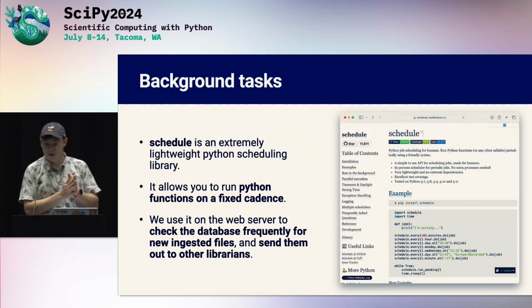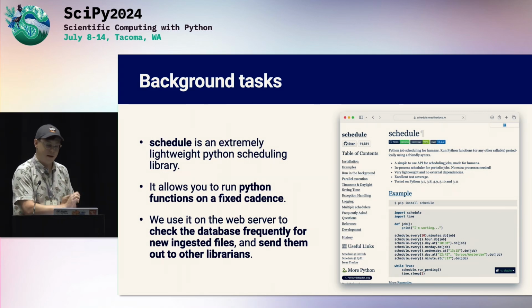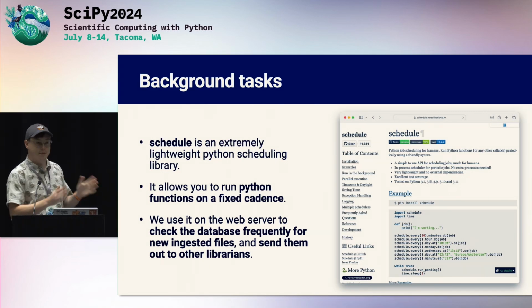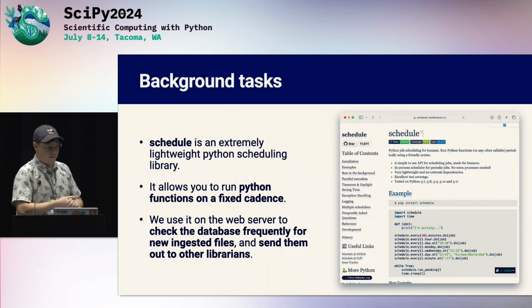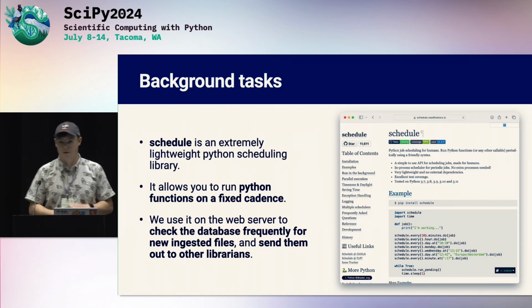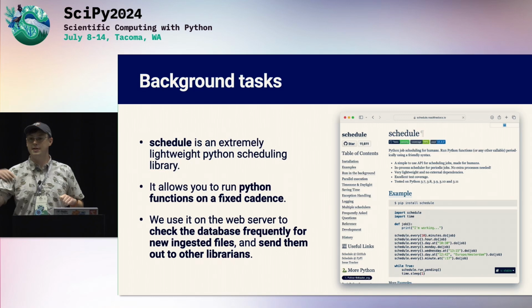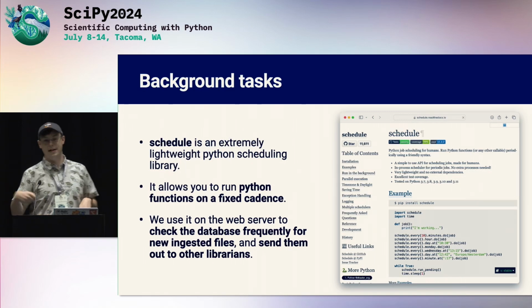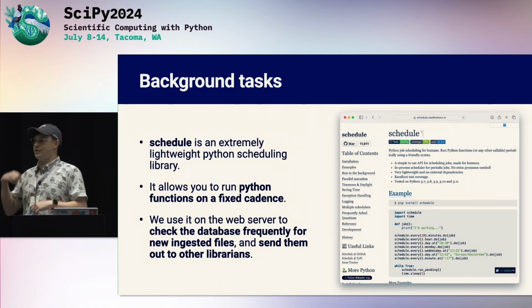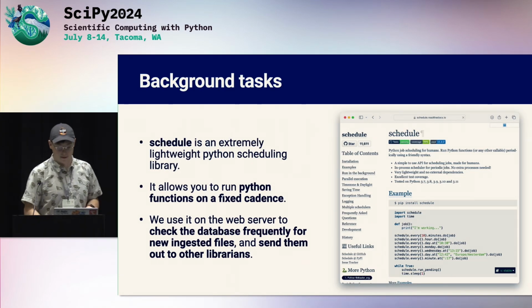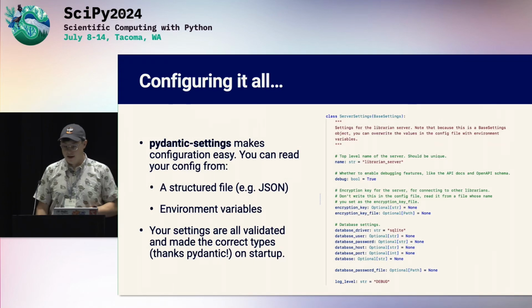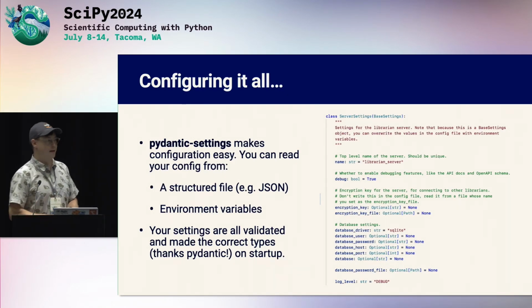We do this through Schedule, which is an extremely lightweight Python scheduling library. Schedule's great. You can think of it as cron in Python. And we use it on the web server to do all kinds of stuff. It runs in a separate thread, but it has access to the same database. This allows it to go through and make very easy queries to the database and send stuff to other librarians, for instance. And then I think the final piece of building something like this is a way to configure it.